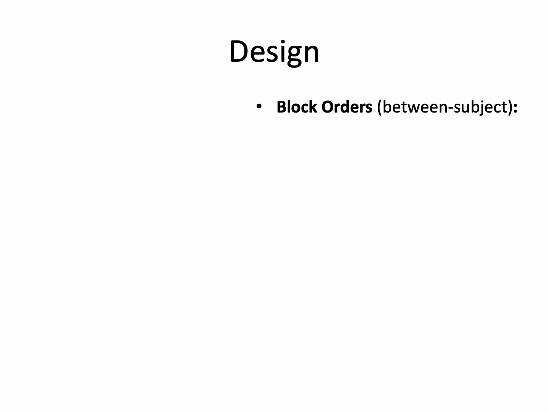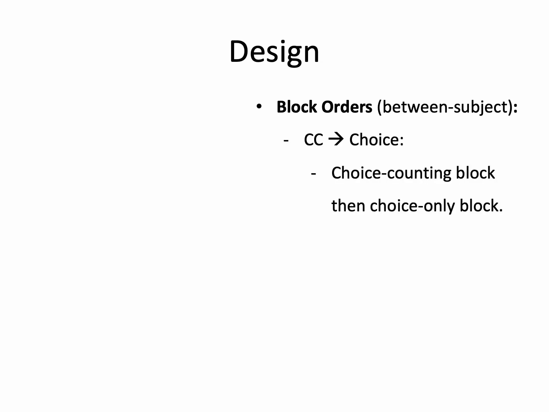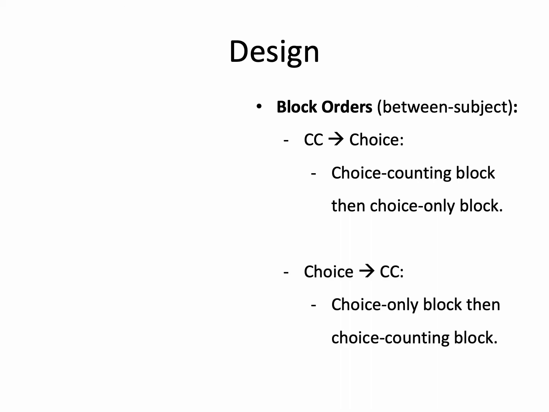In the condition of choice counting to choice-only blocks, that is CC to choice, participants were asked to complete the choice counting block before proceeding to the choice-only block, whereas in the condition of choice-only to choice counting block, that is choice to CC, they were asked to complete the choice-only block first, then the choice counting block. Participants were randomly assigned to one of the block order conditions at the beginning of the experiment.